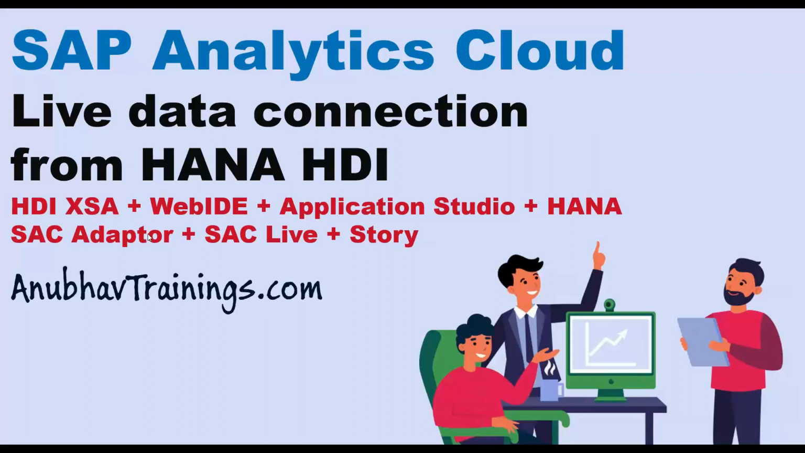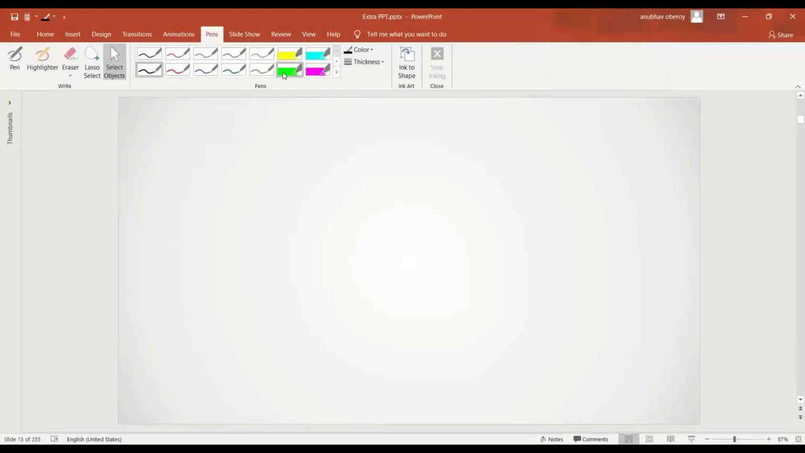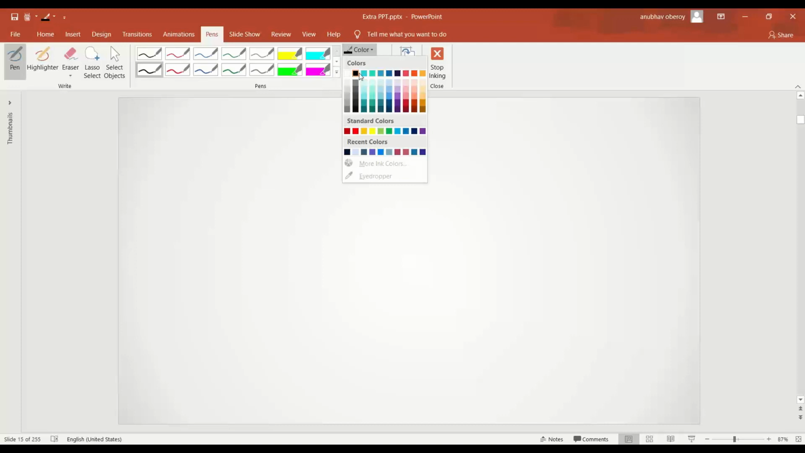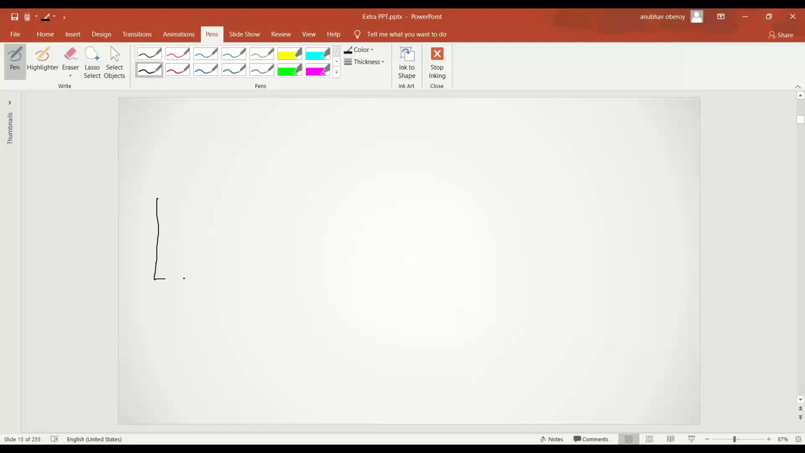So let's get started with the design of how exactly you can consume the live data connection from SAP HANA HDI into your SAP Analytics Cloud. In the design, on one side you have your SAP Analytics Cloud, SAC. On the other side, you have the SAP HANA database with the new programming model called XS Advanced.